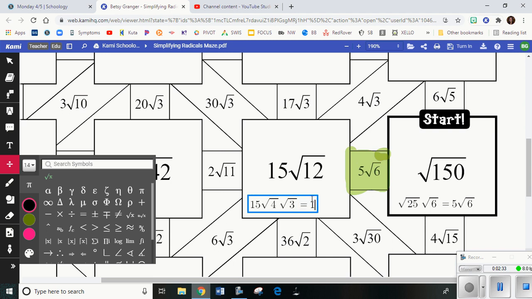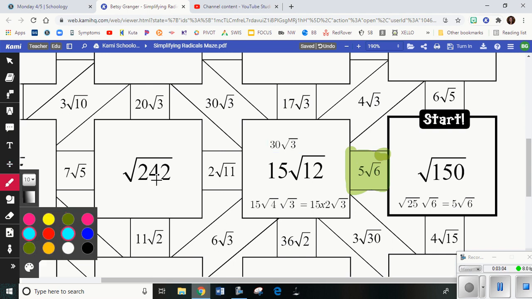Okay, so then I leave the 15, and I'm going to multiply it. That's a times symbol. Multiply it by the square root of 4, which is 2, and then leave what's left over, which is the square root of 3. So then I'm going to do 15 times 2, which is 30, and leave the leftover, which is square root 3.